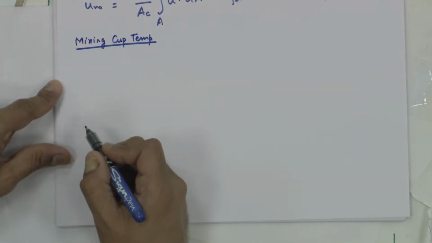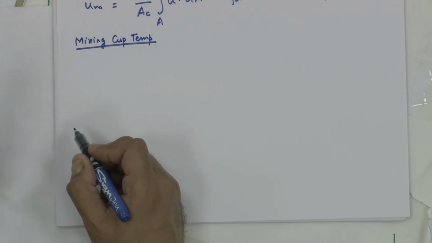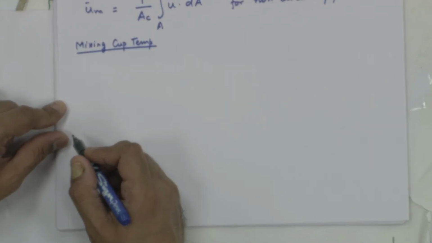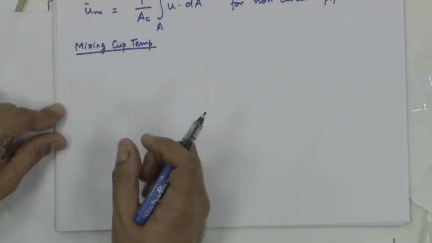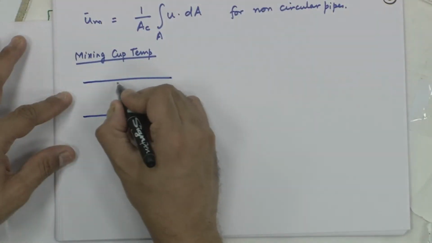Mixing cup temperature or average temperature refers to the energy content associated with the fluid. Energy content associated with the fluid is nothing but the enthalpy carried by the fluid through a given cross section, and I think everybody is comfortable and can understand this.